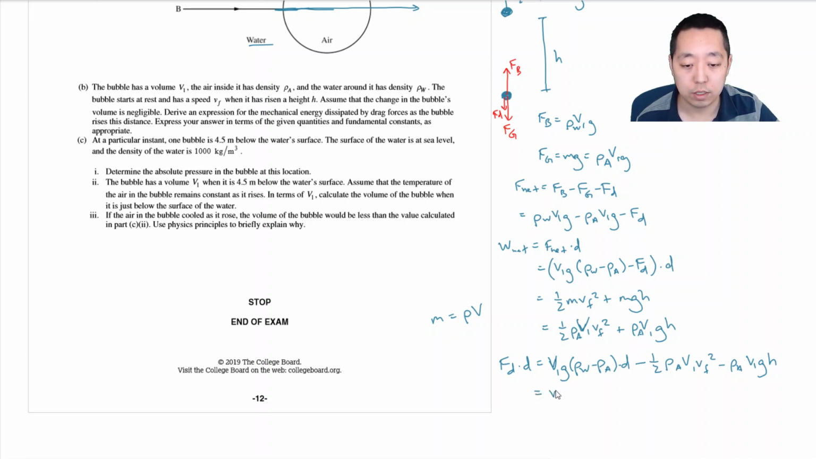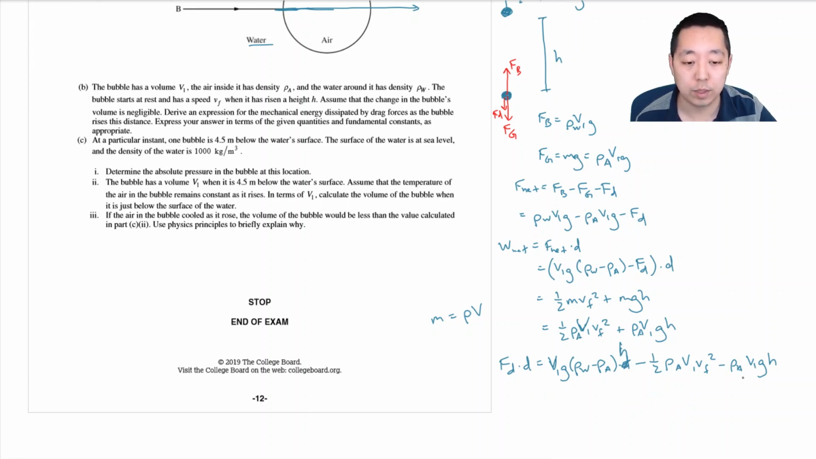And I can factor out a V1 g. Oh, this distance is H because it traveled this whole distance. So that's H. V1 g h. No, not H. I can't do a V1 H. So I have rho omega minus rho A, H minus 1/2 rho A. Oh, actually, no, you can't do that. Never mind. I don't know why I'm factoring all that out. What am I going to do? You can leave it like this, technically.